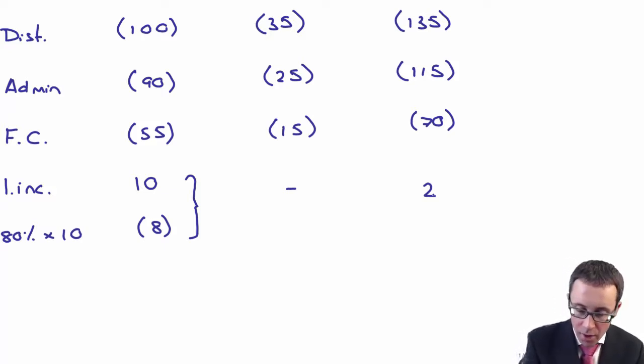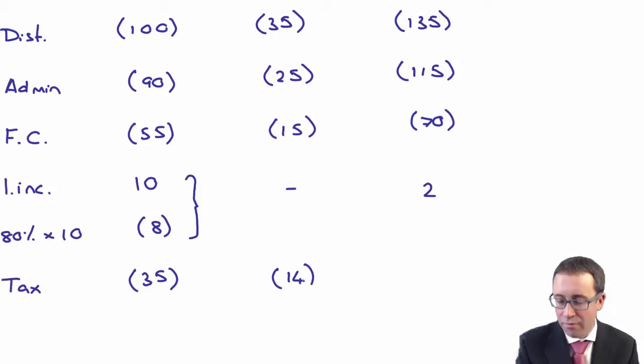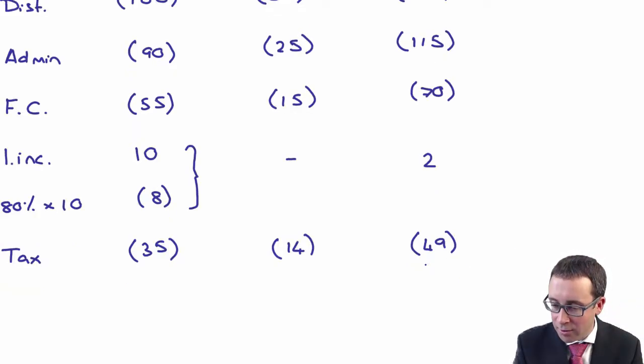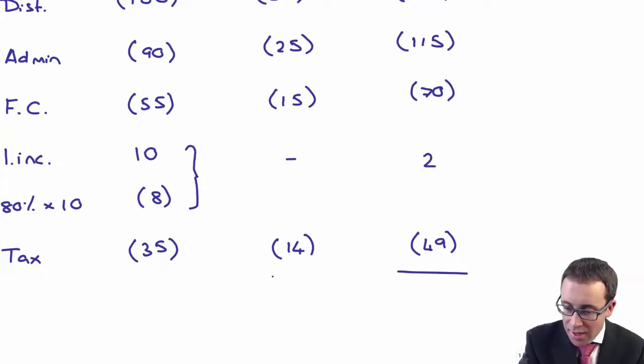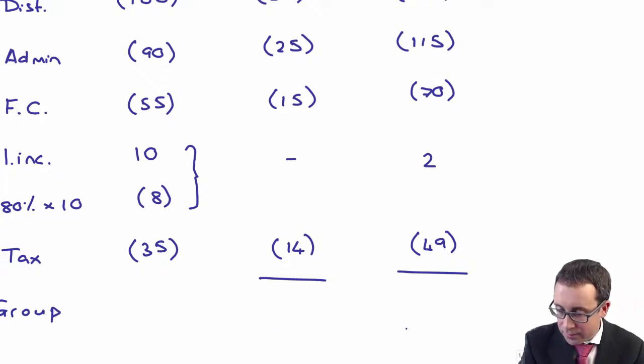If you want, you could work out profit before tax. Again, I'm not too fussed at this point. We're never going to have to produce a full consolidation within the exam, are we? You just need to know the principles. 35 and 14, 49. So I've taken 100% of P, 100% of S, but don't forget I've prorated it, 6/12 for that mid-year acquisition. I then need to total everything up to look at my group profit for the year.